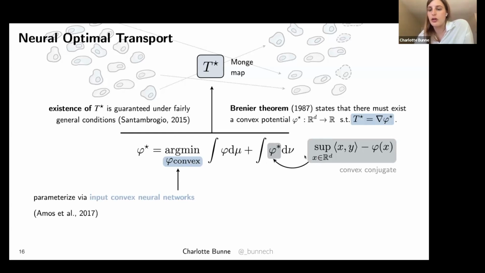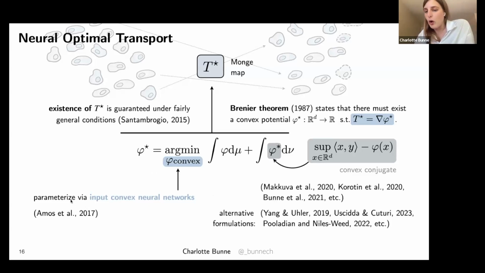So this is the convex conjugate. And what we are going to do, and I'm not going to dive into details here, is parameterize this convex potential via a class of neural networks that parameterizes the space of convex functions, so-called input convex neural networks. And this is only one way of doing so. There have been by now many, many different ways. And this is already a list that is probably outdated on how to parameterize these neural optimal transport methods.